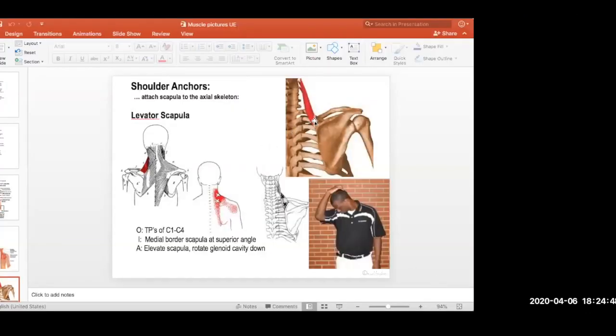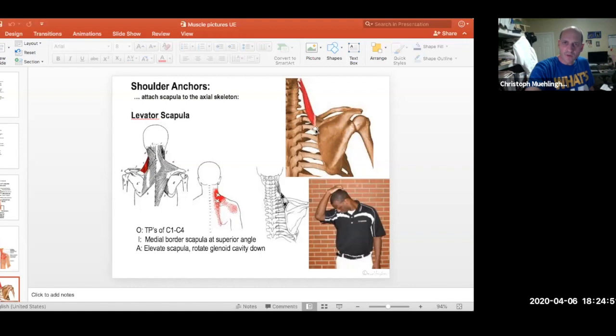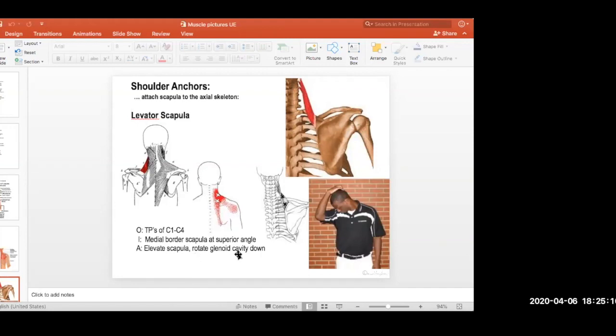The other thing it does is, when you think about it, the shoulder blade rotates around an axis, and the axis is right here in the middle. If this pulls up, it's going to bring this down a little bit. So it's going to pull this glenoid cavity, which is right here, where the humerus goes into the shoulder joint, downward. And that is what it means to rotate the cavity down. Is that sensible to you guys? Good. Questions, you reach out to me.